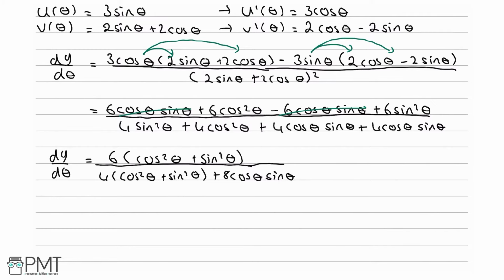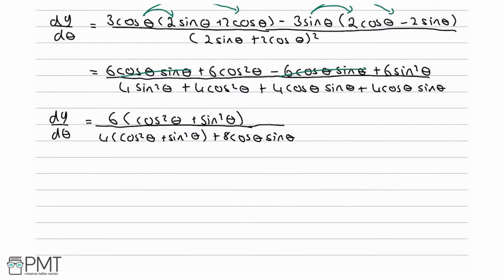Okay. This is where I'm going to introduce two trigonometric identities. The first one I'm going to introduce is cosine squared theta plus sine squared theta equals 1. And the second one is 2 sine theta cosine theta equals sine 2 theta. Right, and let's just put that in brackets. Okay then, so let's simplify this. The first one, 6 times cosine squared theta plus sine squared theta, will take 1.